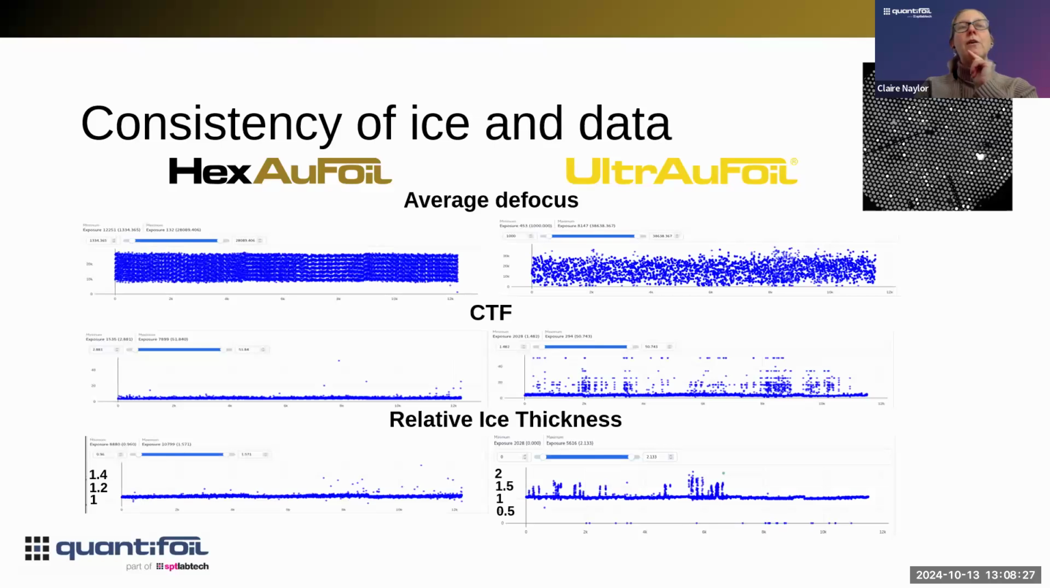So the relative ice thickness here is 1 to 1.4, compared with an UltrAuFoil, which is flatter than a carbon film, of 0.5 to 2. And you can see that's reflected in the CTF and your average defocus. Somebody said to me, this almost looks like you've just drawn an array here, but I promise you it's real data.